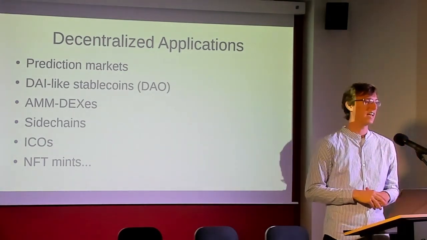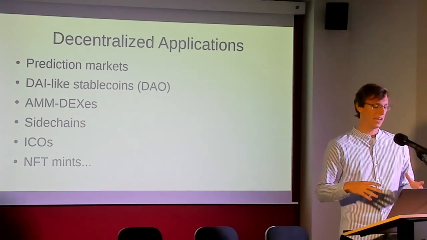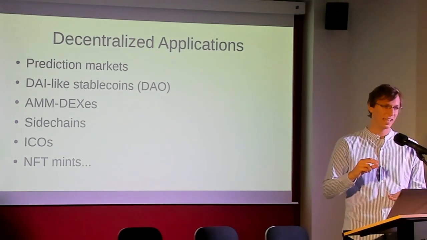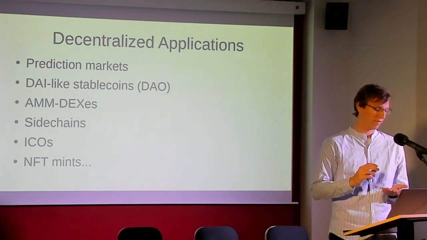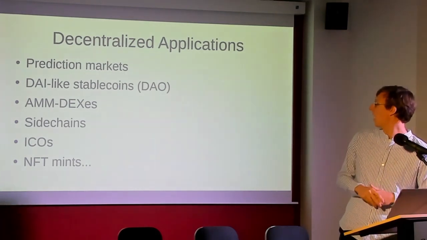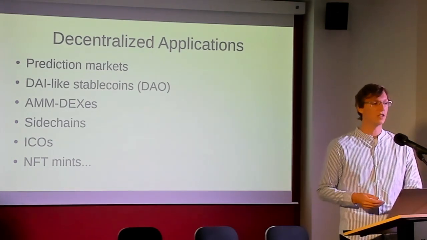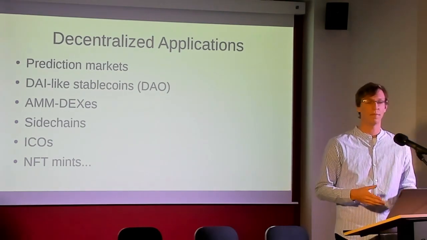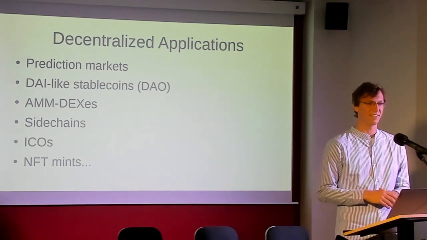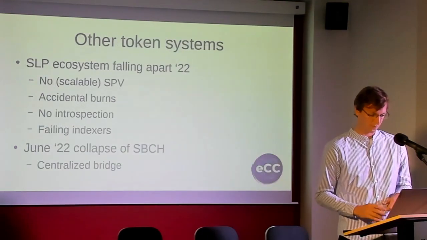So sidechains as a concept haven't really taken off in crypto. Mainly they can be considered as a special kind of layer 2, where you can move the native asset back and forth with different consensus rules. Then two other forms of decentralized applications are ICOs and NFT mints, which have both become very popular on Ethereum with varying degrees of success, but they are also important forms of decentralized applications.